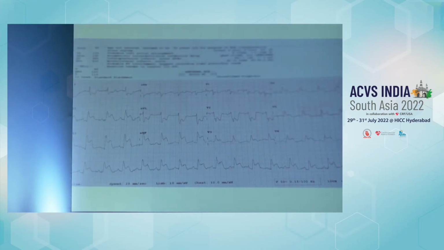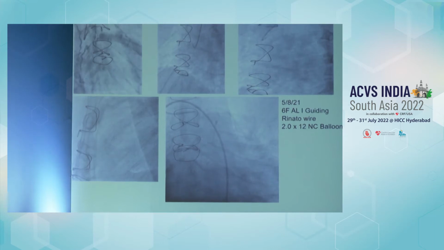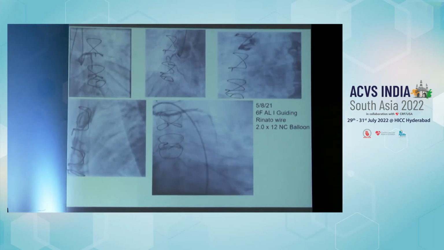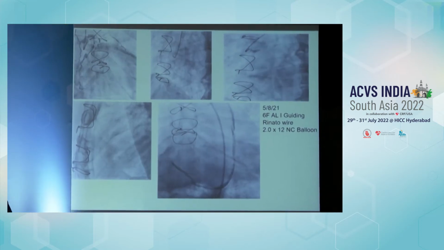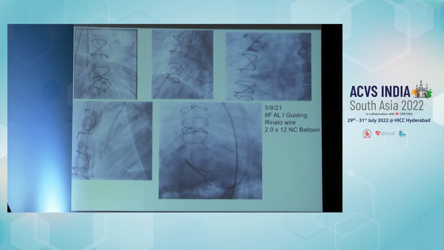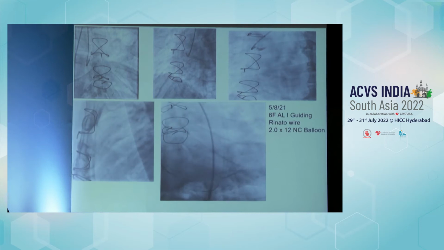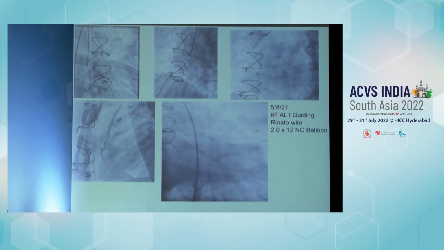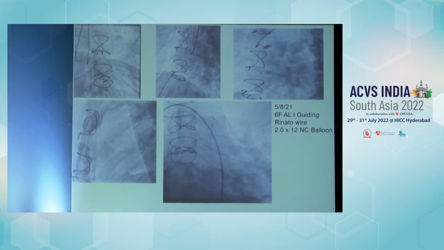And this is his ECG with an acute MI with broad QRS with gross ST-T changes, even the posterior wall changes are also there. And this is his angiogram. This is the native coronary arteries. You can see that LIMA is filling retrogradely. And the second picture is showing that RCA is a total occlusion, and you can see the SVG graft is totally occluded. So once we found the SVG graft totally occluded, we used a 6F AL1 guiding catheter and a Rinaldo wire, and we dilated with a 2 by 12 NC balloon, and we could establish a TIMI 2 flow in the coronary artery.